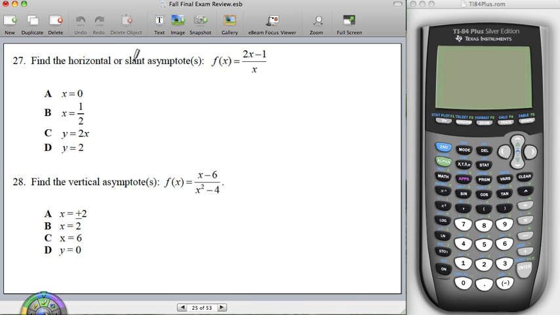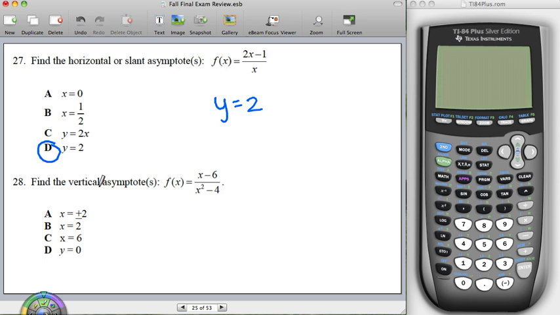Find the horizontal or the slant asymptotes for this. Since my degree in my numerator is the same as the degree in the denominator, my horizontal asymptote is going to be a over b, so in this case 2 over 1, which is just 2. So my answer for this is going to be horizontal asymptote. It needs to be y equals, not x equals, y equals 2. So 27 is going to be D.